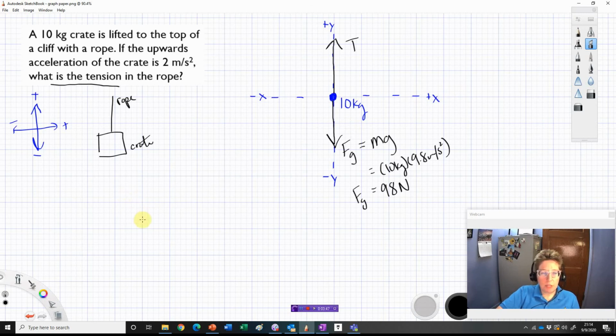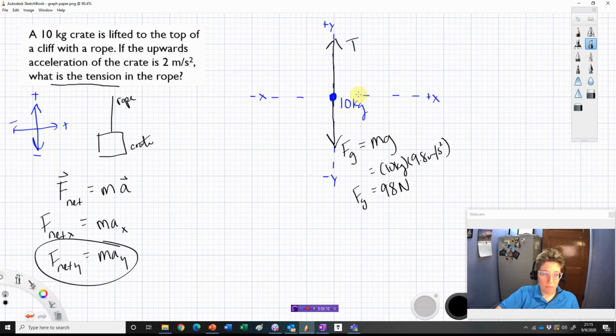Next step is you're going to write Newton's second law. Okay? Probably in component form. That is, instead of just straight up writing vector F net equals m times vector a, we're going to write F net in the x direction equals mass times acceleration in the x direction, and F net in the y direction equals mass times acceleration in the y direction. Now for this problem, we only need the second one. So I'm going to write that where I've got some more room.